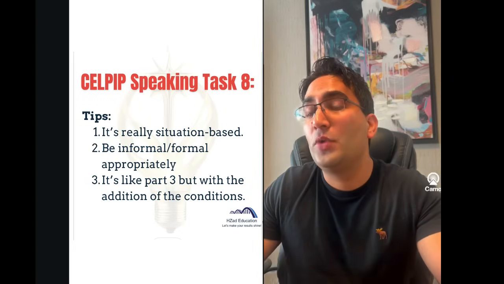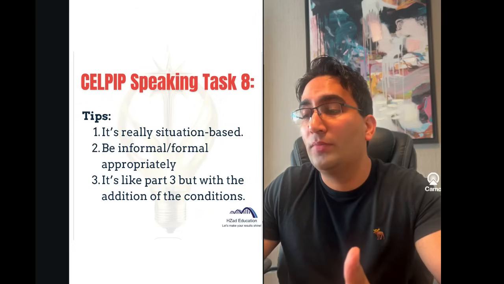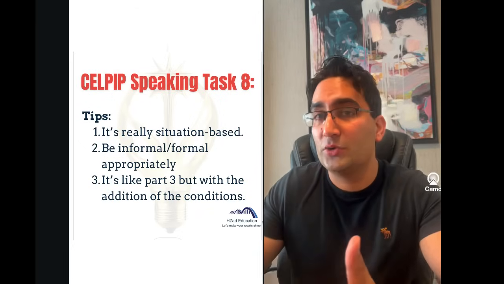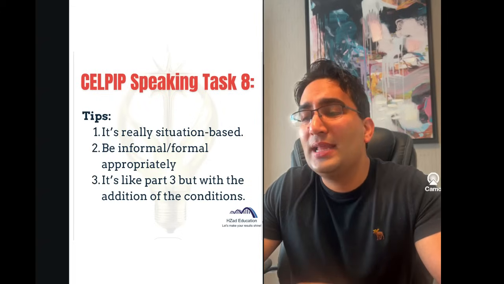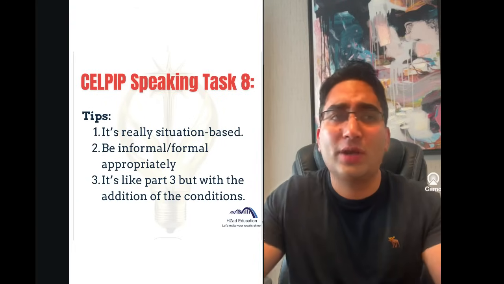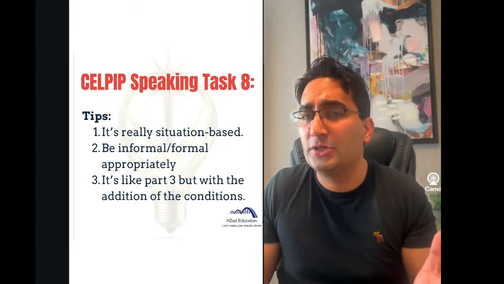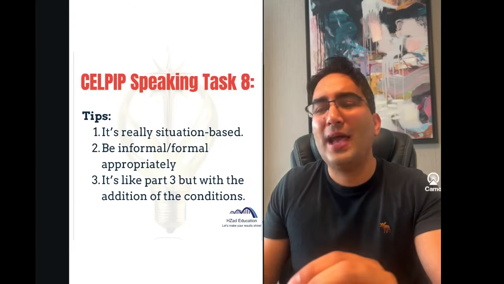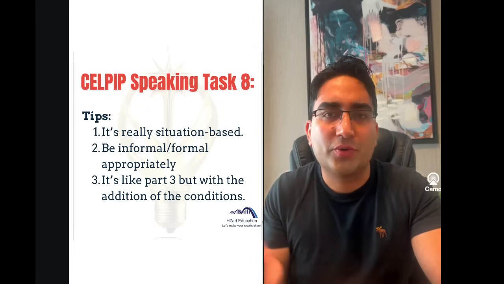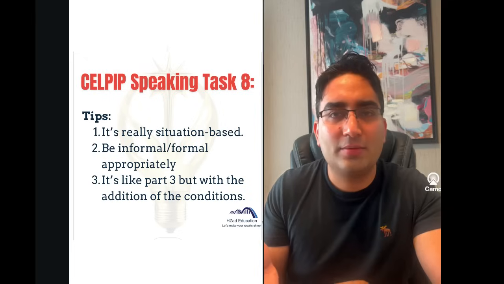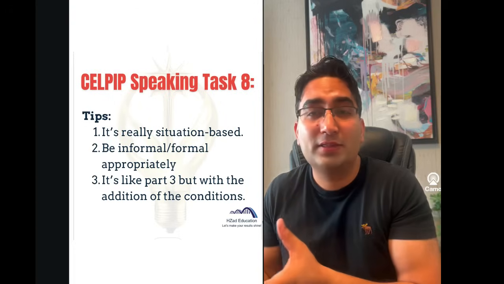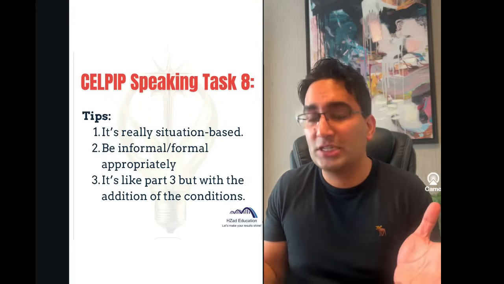Just make sure when you get the situation, be informal or formal appropriately. Make sure you're using the right tone, addressing whoever needs to be addressed. Also, it's like part 3. Part 3 was the picture question where you were describing a picture. So here you have to describe a picture as well. However, here you have the addition of conditions, which means you're recording in a voice recorder. Sometimes you're calling your friend, telling them about the experience. It always depends, so make sure to add that in terms of the picture description and not just describe the picture.